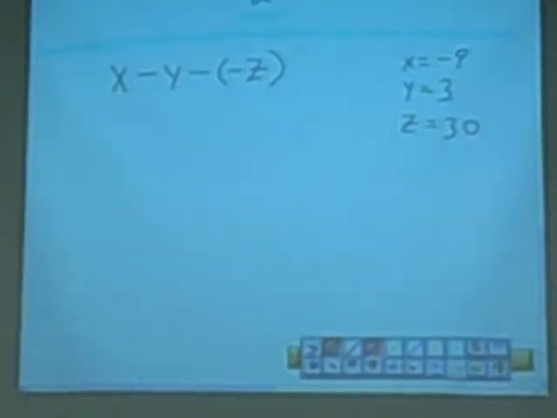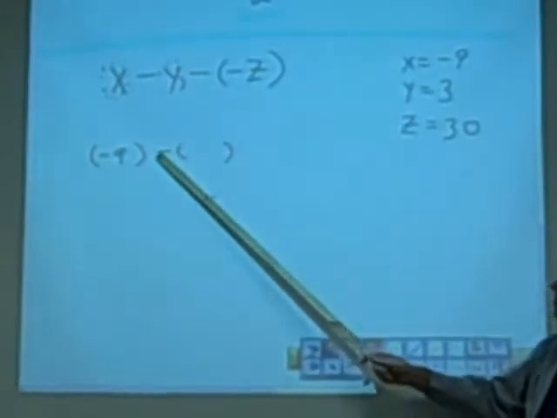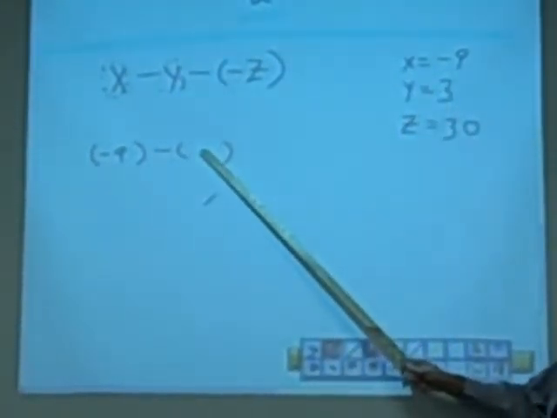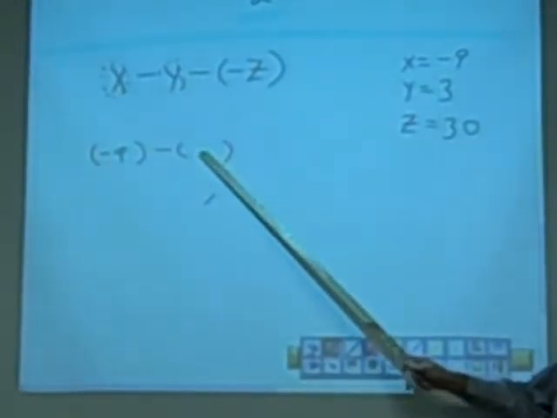Cut out the x, right? Put parentheses there. And what's going to go inside there for the x? The negative 9. We put minus, and now we're cutting out that y, right? Put parentheses there. And so you want to put the minus sign for your equation down before you put the number down. Okay? Which is going to be a 3, right?